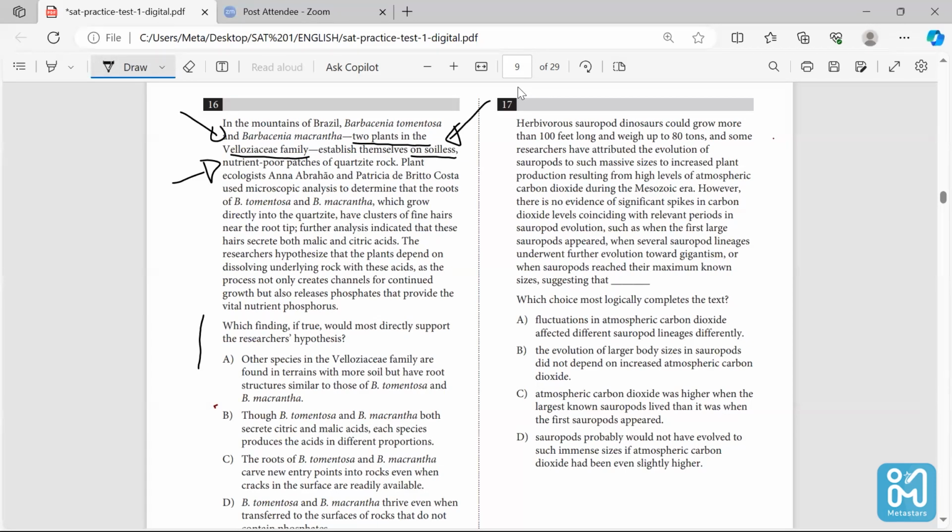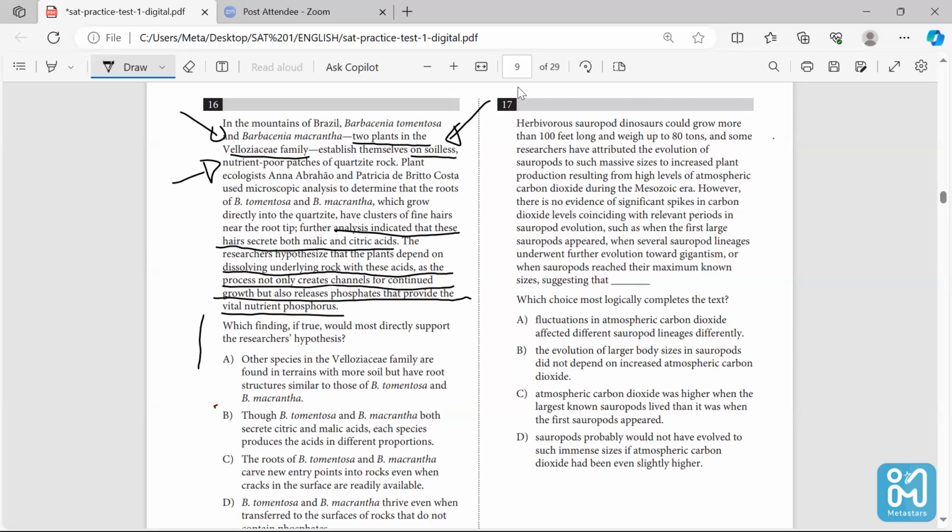Okay, and they establish themselves on the soils. Okay. Now, what's another point here? The analysis indicated that these hairs secrete both malic and other acids, and the researchers hypothesized that the plant depends on dissolving and lining the rock with these acids, as the process not only creates channels for continued growth, but also releases phosphates, providing the plant with what? These are the main points. Take a chance, guys, to look at these underlined words, and I need you to find the right words.